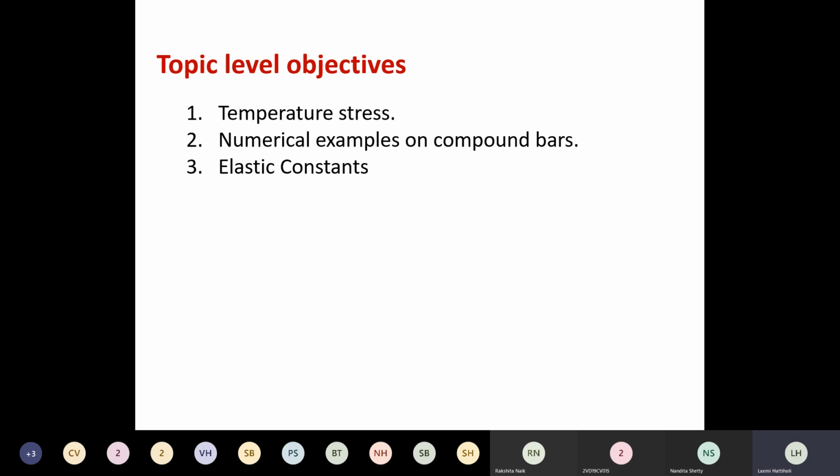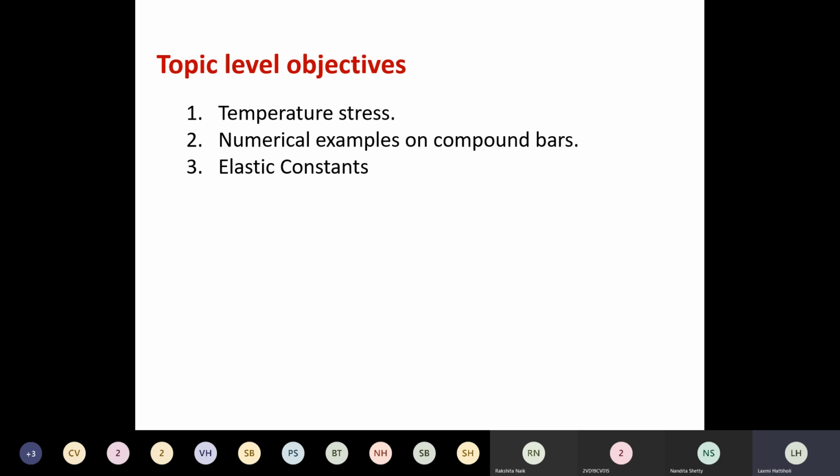So let's check out today's topic level objectives. Today we shall continue the same lecture, that is thermal stress on compound bars, but we shall check out numerical examples on compound bars, right? As of now we know how to calculate the temperature stresses in a compound bar, right? We have derived two equilibrium compatibility equations, right? Hope you remember those equations.